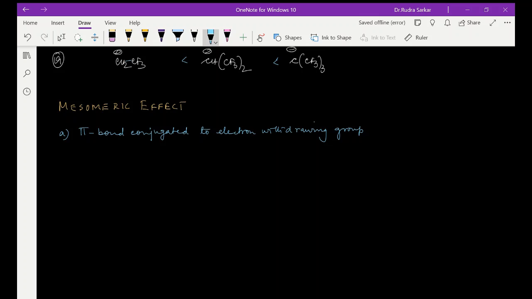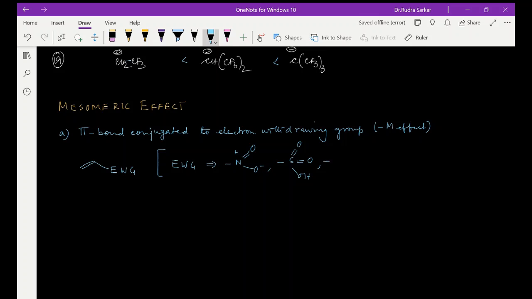Okay, now this would be known as the minus M effect. For that, the condition is that you have a pi bond and it is joined to an electron withdrawing group, and the electron withdrawing groups can be as follows, such as the NO2 group. You can also have the SO3H.